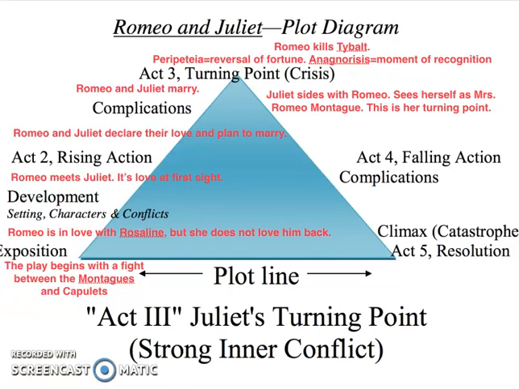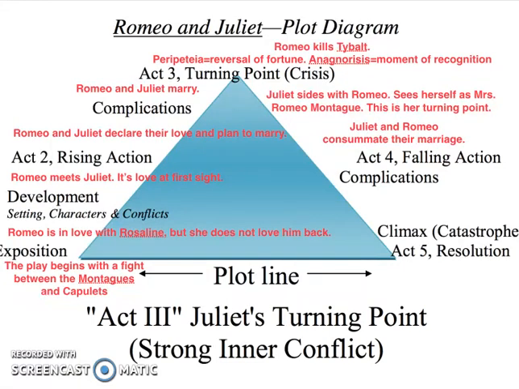Later in Act 3, Juliet sides with Romeo. She has a very passionate speech, and she sides with Romeo. She now sees herself as Mrs. Romeo Montague, and this is her turning point. Before, she was married on paper. Now she is emotionally and psychologically married.